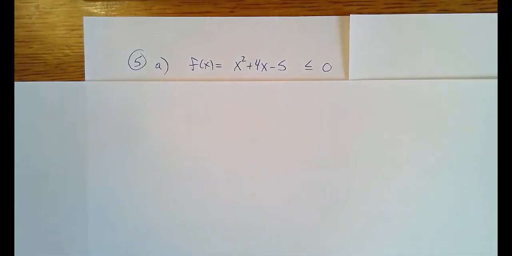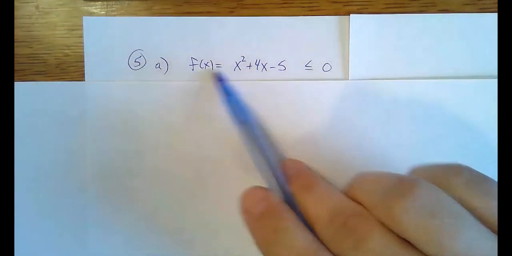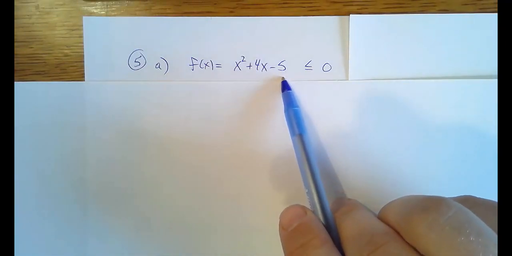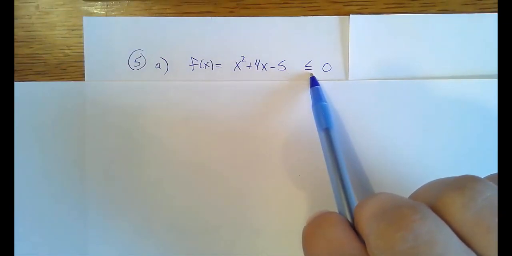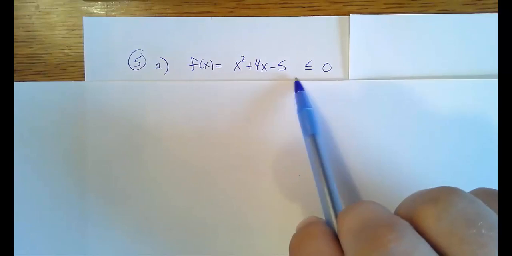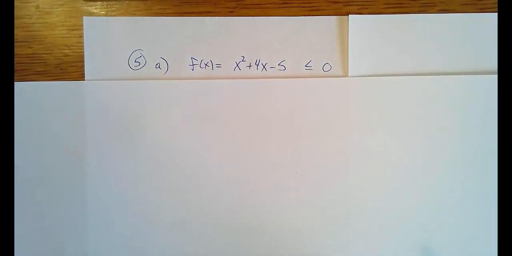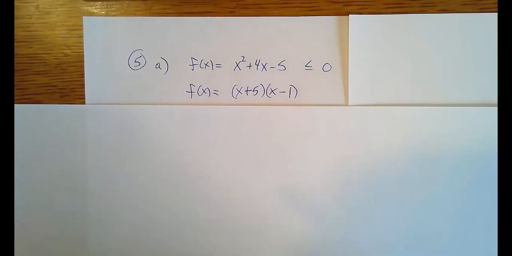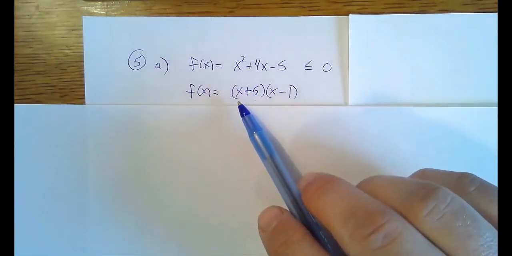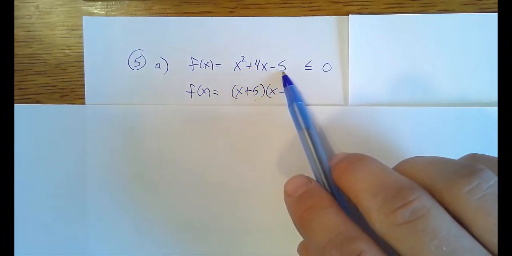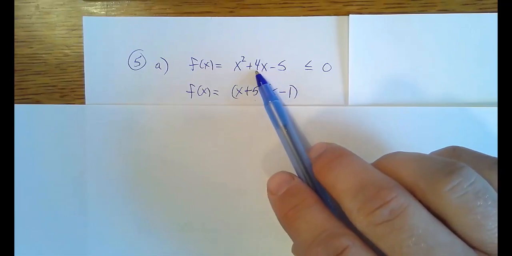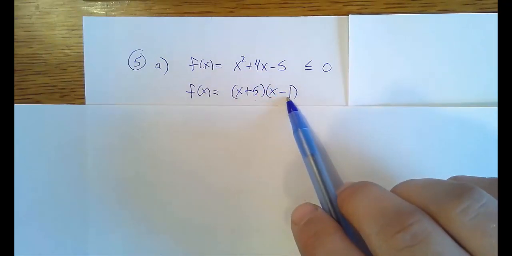Alright, so number 5, we're trying to solve the inequality x squared plus 4x minus 5 is less than or equal to 0. So we set our function f of x equal to this polynomial, and then we're going to determine when is this function below or on the x-axis to solve the inequality. So to first solve this inequality, I'm going to factor this trinomial. We see that this trinomial factors nicely because the binomials would have leading coefficients x and x, and I can find two integers that multiply to -5 and add to 4. That'd be +5 and -1.